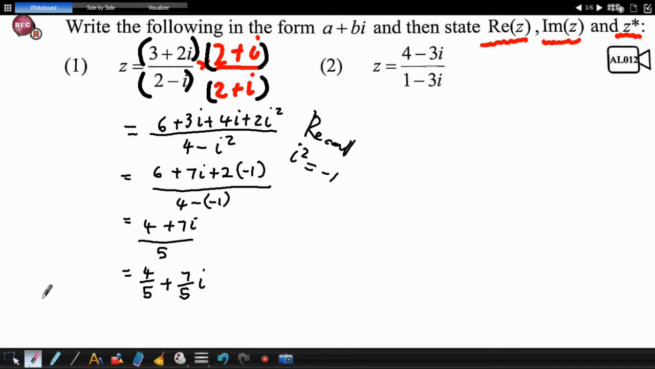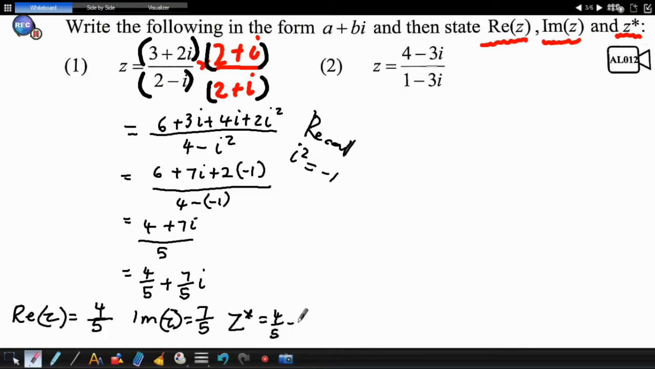Okay, so that means now we'll have its real part will be 4 over 5. Then we have its imaginary part. Now, its imaginary part of z will be 7 over 5. And then we'll have now its conjugate. And its conjugate will be 4 over 5 minus 7 over 5i. I hope it was quite clear for you.